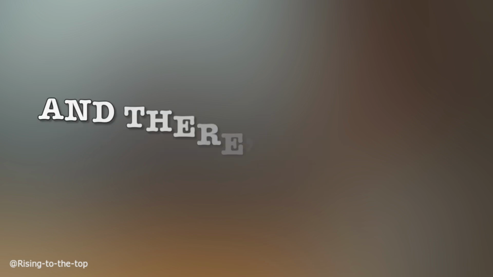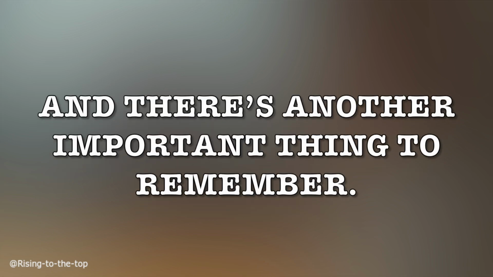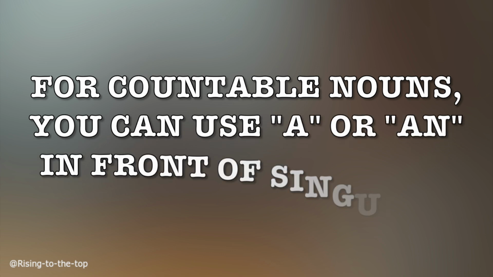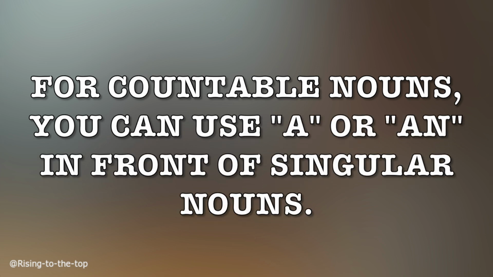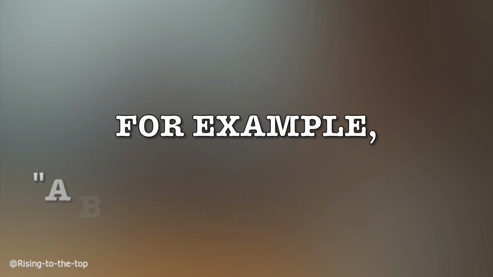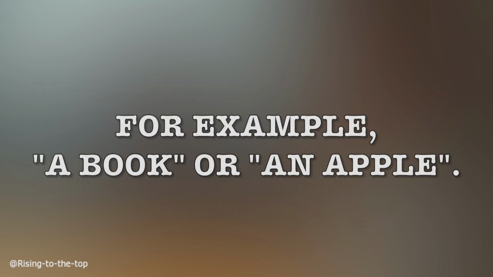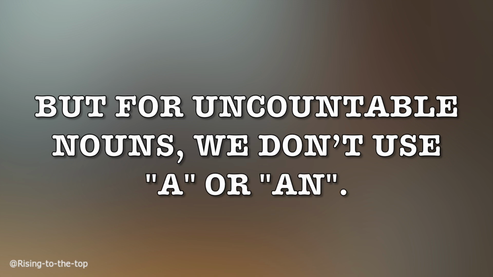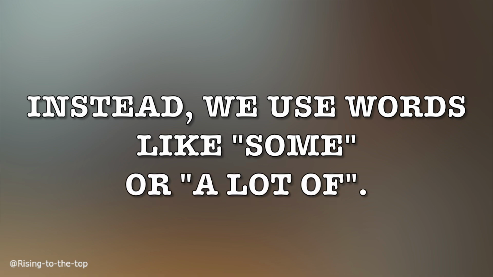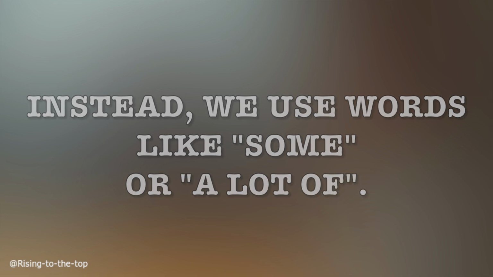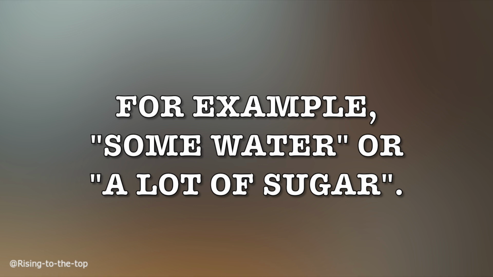Exactly. And there's another important thing to remember. For countable nouns, you can use a or an in front of singular nouns. For example, a book or an apple. But for uncountable nouns, we don't use a or an. Instead, we use words like some or a lot of. For example, some water or a lot of sugar.